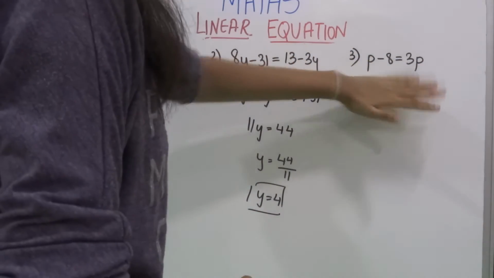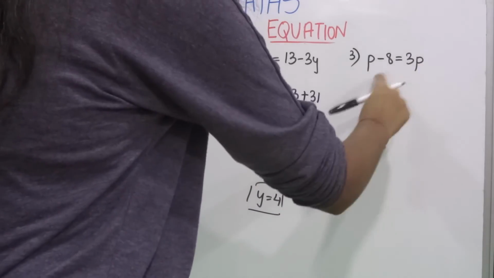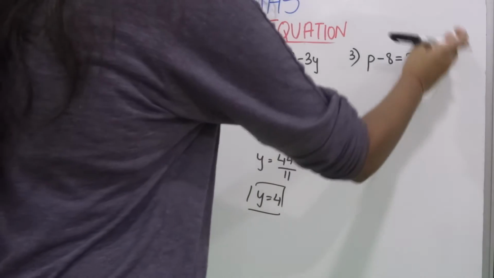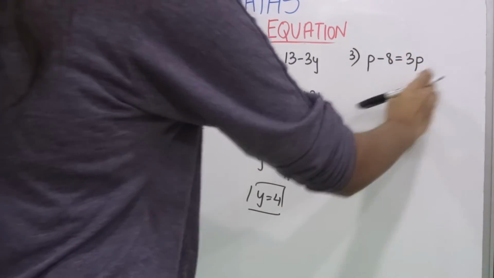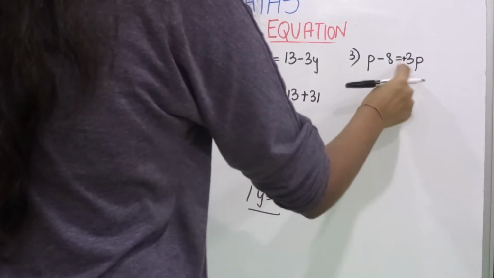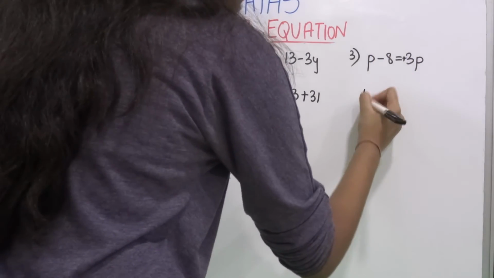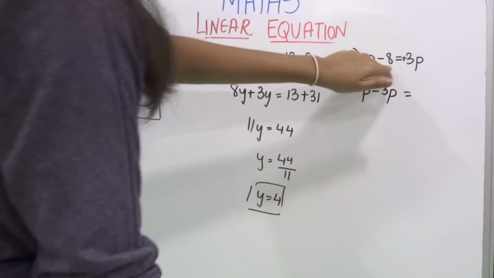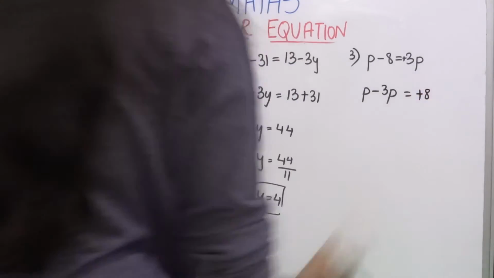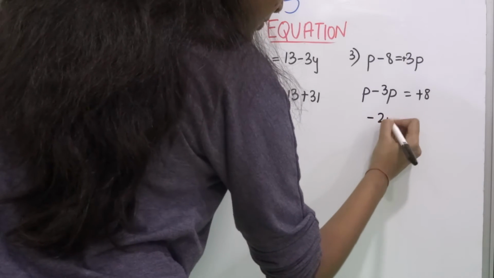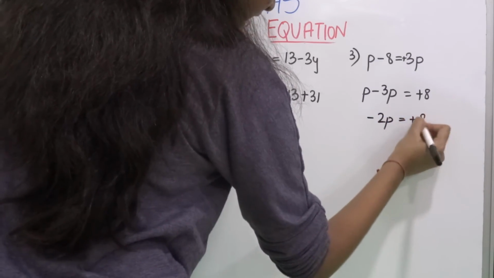This is a third example where again there are two numbers with variables and one numeral. Now let's move all the variables to the left hand side and the number to the right hand side. When we move plus 3p to the left hand side, it becomes minus 3p. p minus 3p is equal to minus 8 goes to the right hand side and becomes plus 8. Now p minus 3p is minus 2p is equal to plus 8.